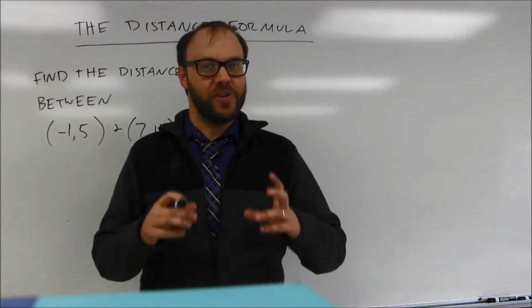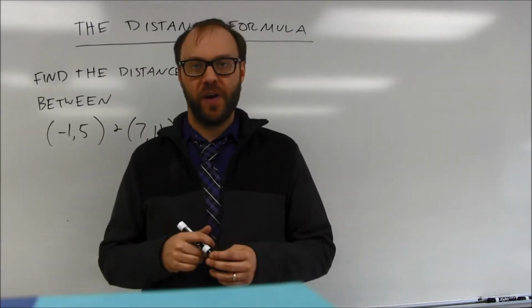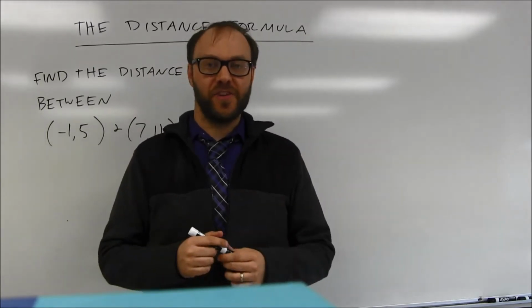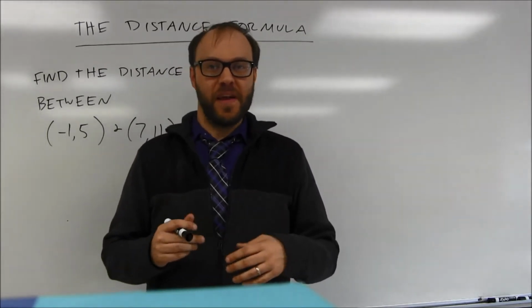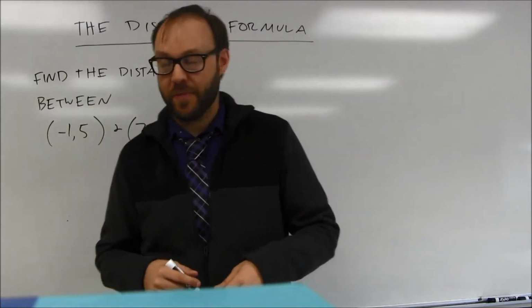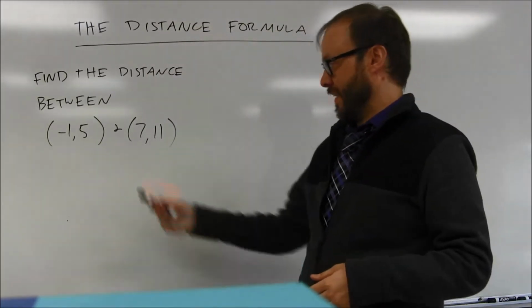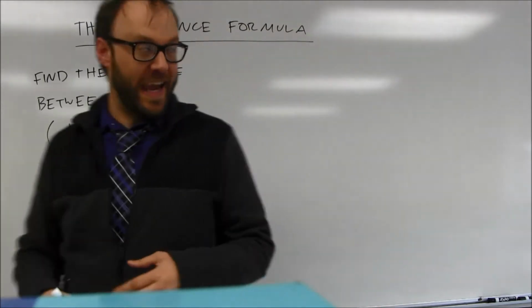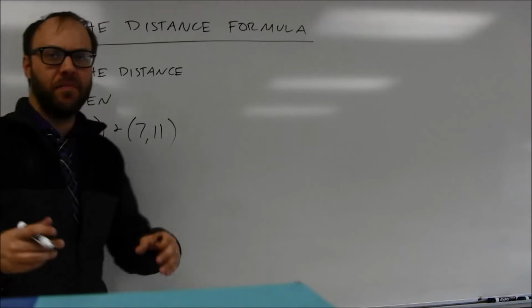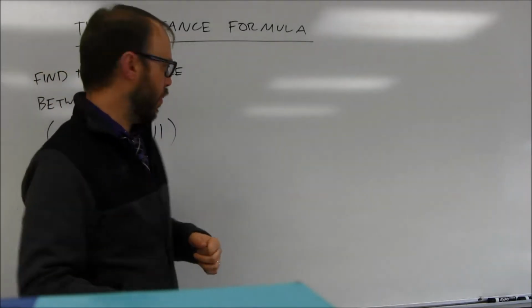I want to talk a little bit about the distance formula, which I think is probably a formula you've seen before in Algebra 1. Not 100% sure of that, but if it isn't, you'll see it here. The distance formula basically comes out of the Pythagorean theorem, and it allows you to figure out the length between two different points. Like, let's say I want to find the distance between the point negative 1, 5, and the point 7, 11.